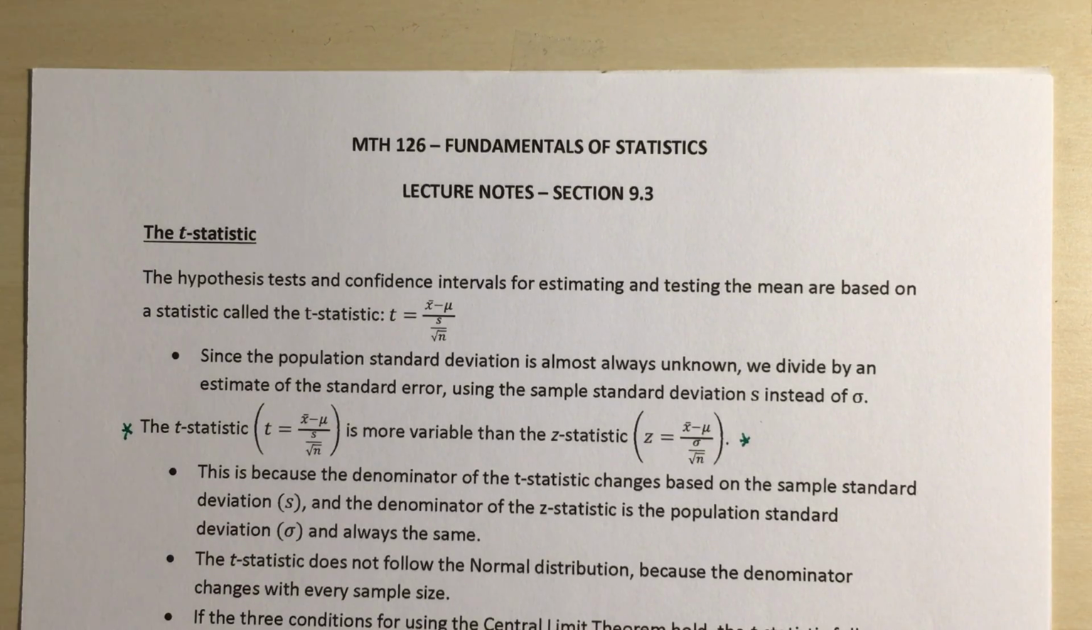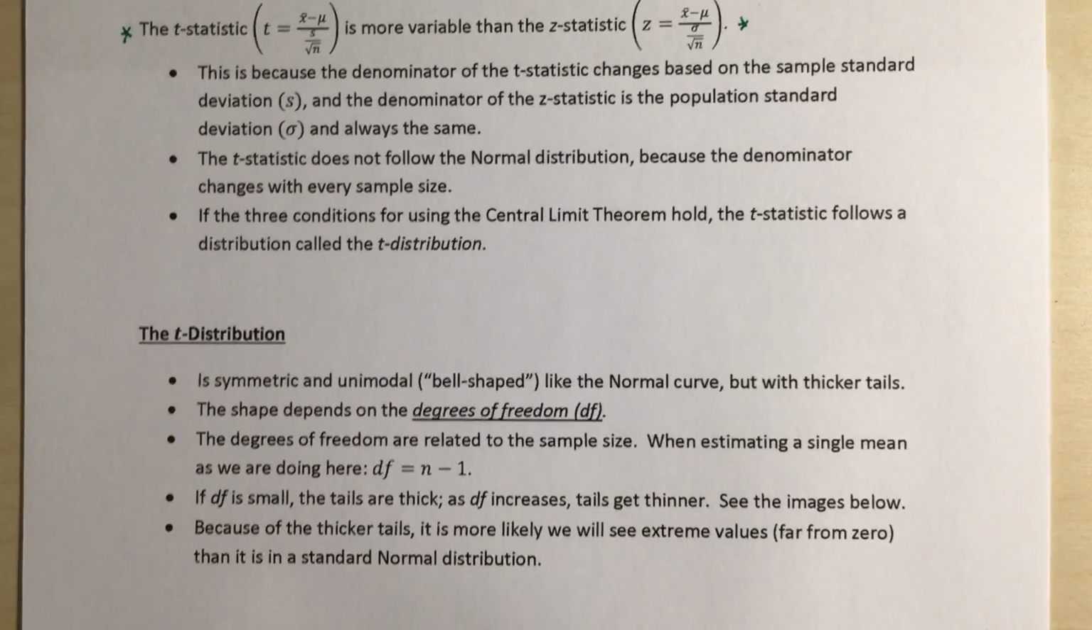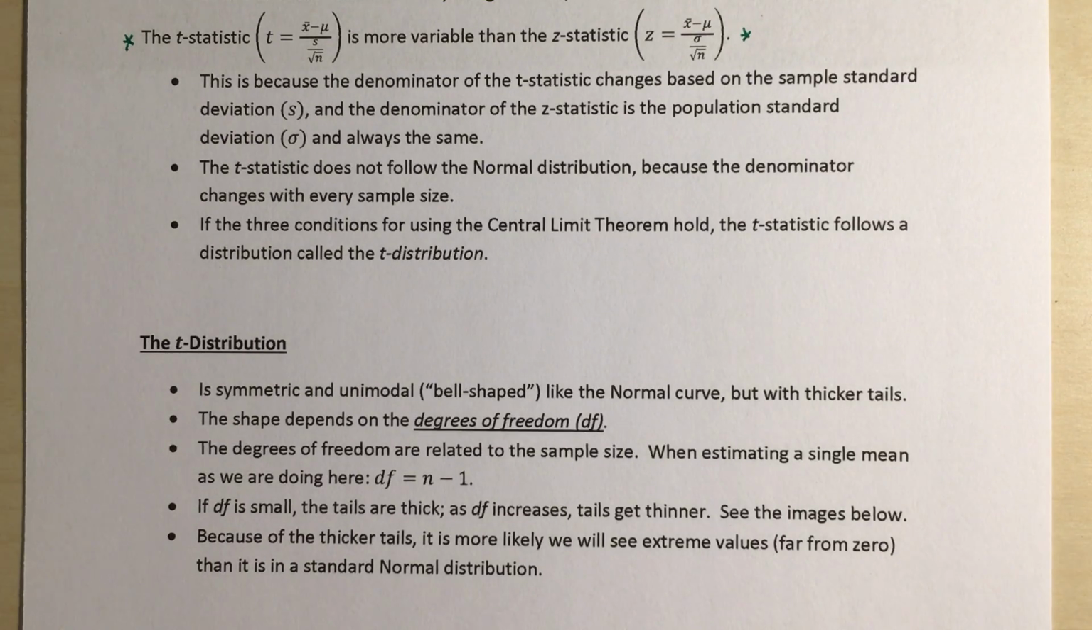The T-statistic does not follow the normal distribution, so it changes a little bit. There's a little bit more variation when we're using our T-distribution. So we're still going to check our conditions and things like that, but just remember our T-distribution is slightly different than our Z-distribution that we've been talking about.